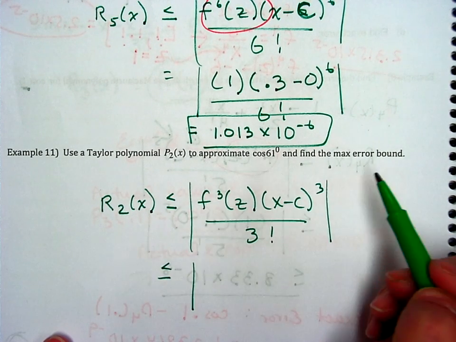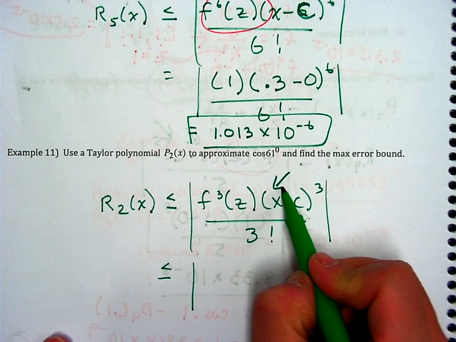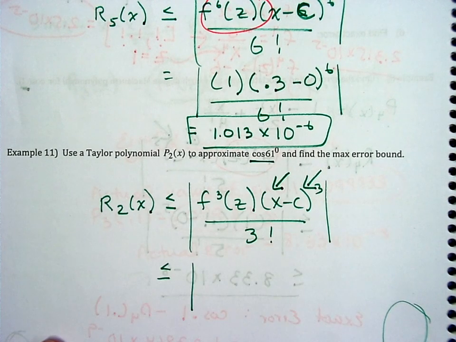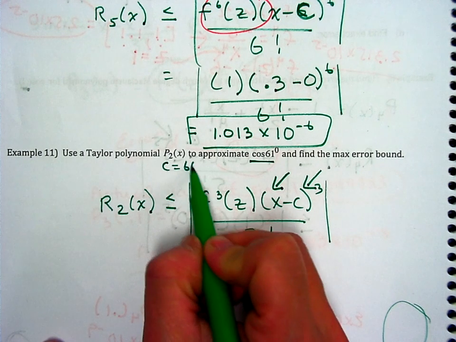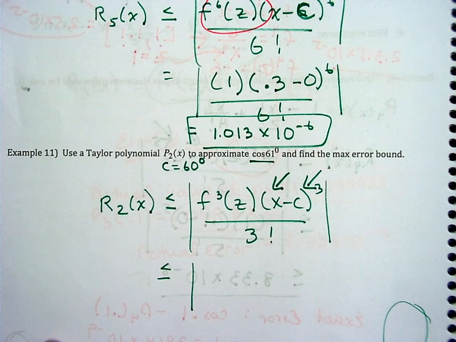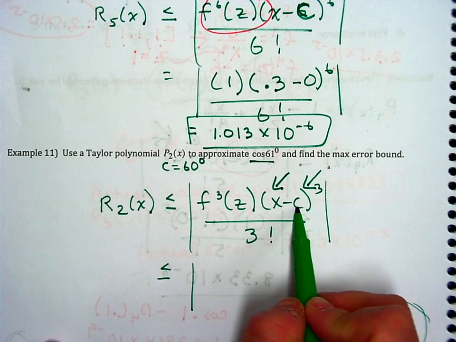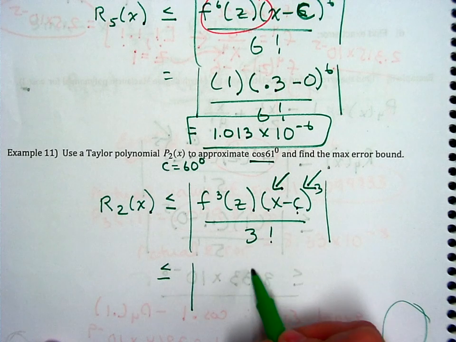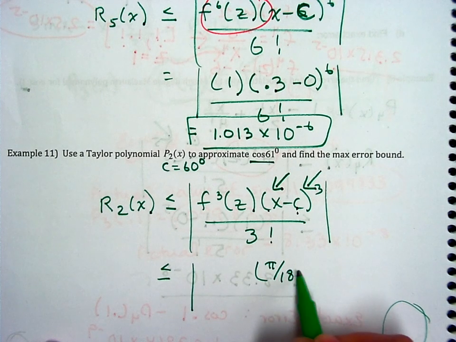I want 61 degrees as my x, and really, if you're approximating 61 degrees, you are really centered at 60, because if you center at 0, it's too far away to give a good approximation. So really, your C is 60 degrees. So 61 minus 60 is 1 degree. I'm going to change it to radians. So this really is pi over 180.